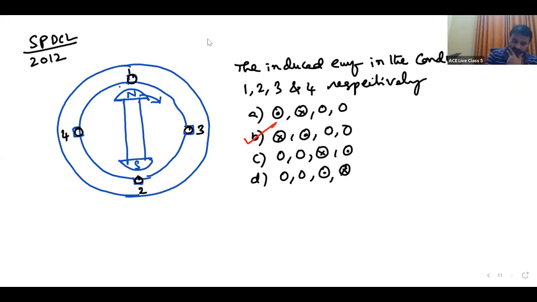If I take only one conductor under the North pole, how will it be? This is the flux direction. Which direction do you have to assume for the motion? In this direction. This is conductor number 1. This is B, the flux density. This is the flux direction, and the motion of the conductor you have to assume. What will be the current? It is cross, inwards. Answer is B.